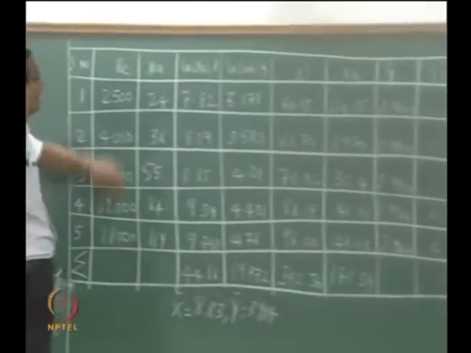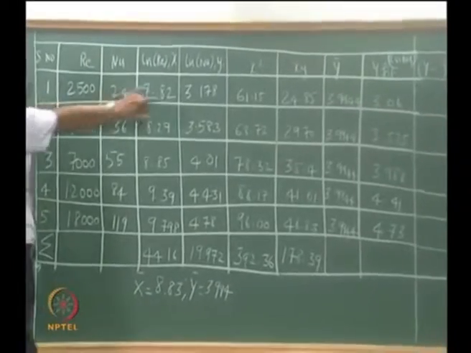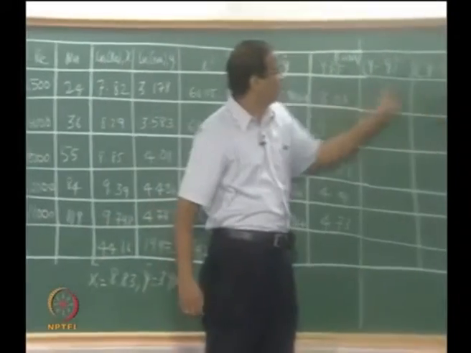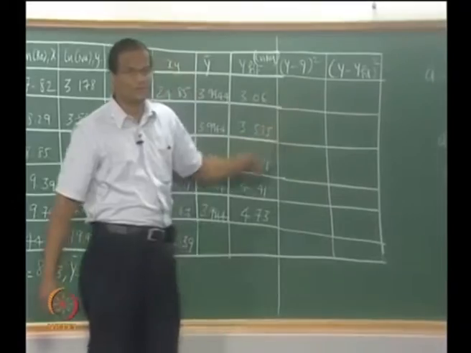Oh, now there is a pain. So this also we need a log of this to calculate this. Okay, y minus y bar whole square.